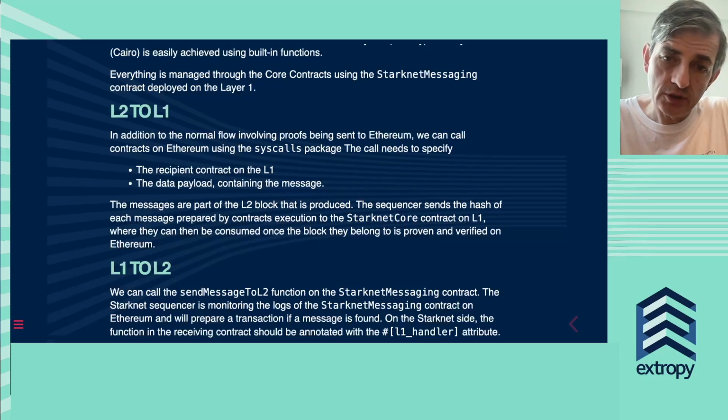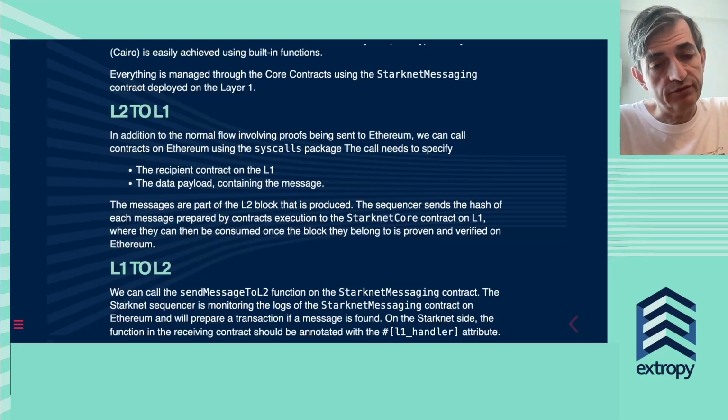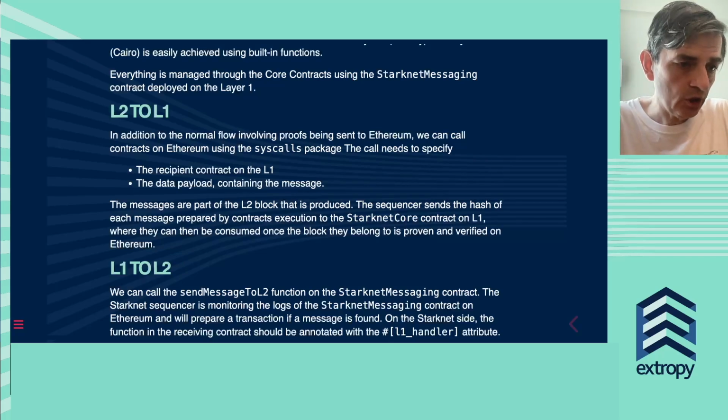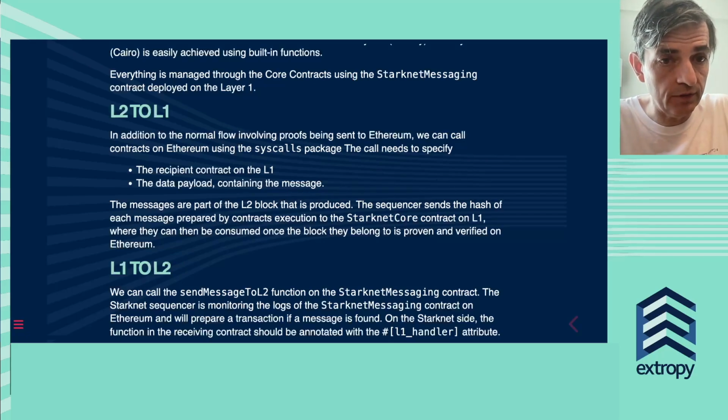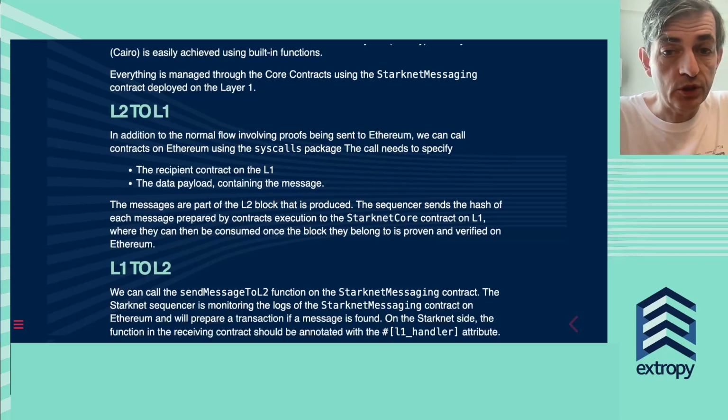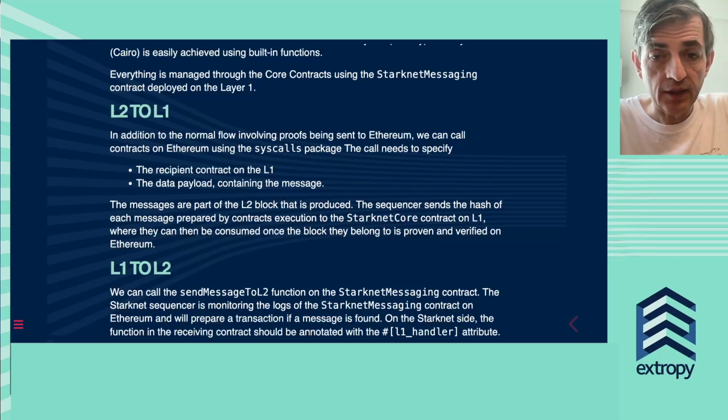And on the Starknet side, the function that wants to receive this message must show that they are able to do that. For that, the function that is going to receive this message from the layer 1 will be annotated with a special attribute, which is shown there, the hash, the layer 1 handler attribute.